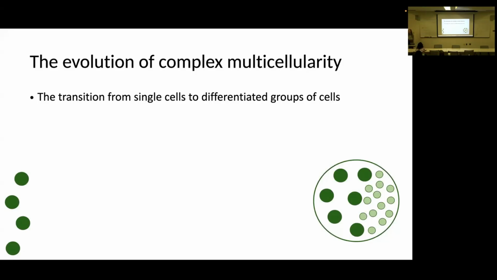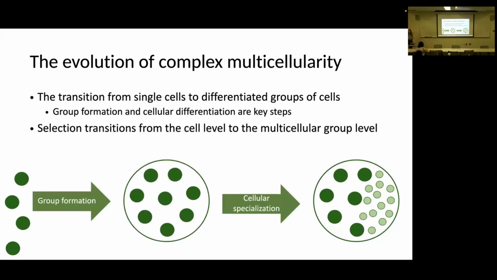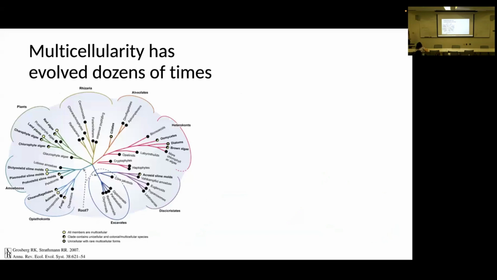So I'm going to talk to you about the evolution of complex multicellularity, which is this transition from single cells to differentiated groups of cells. Two of the key steps that I'll be focusing on are group formation and cellular specialization. During this transition, selection is changing from acting on the level of the single cell to acting on the level of the multicellular group.